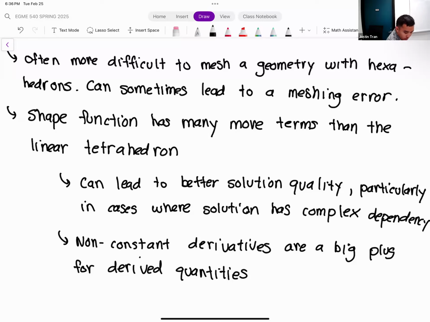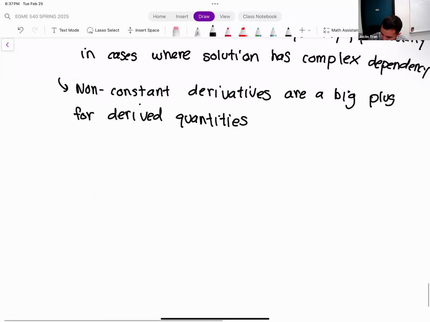Okay, so the last thing that we'll discuss today before we head out is the quadratic hexahedron. So kind of the Rolls Royce of finite elements, at least in ANSYS.